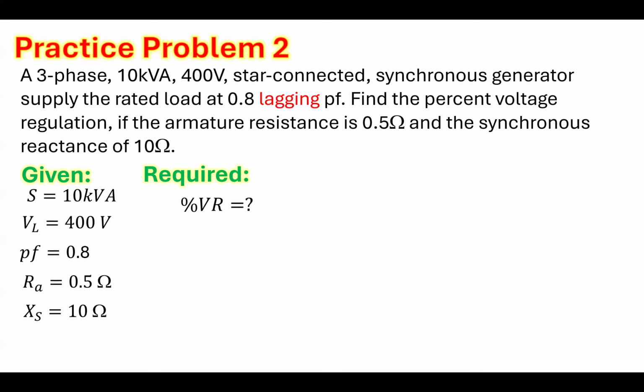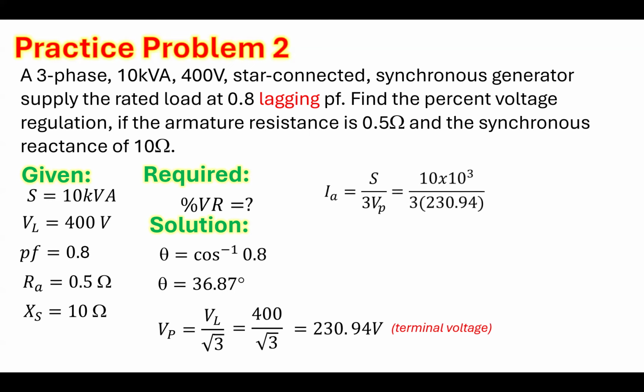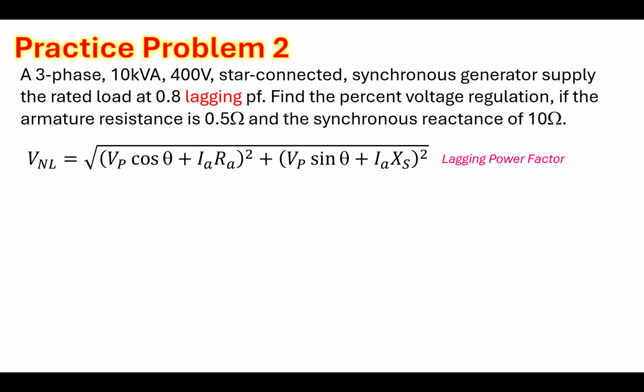So for our solution, again, we're going to compute for the angle theta and also compute the phase voltage, simply dividing the line voltage by square root of 3. This will give us 230.94 volts. So this is our terminal voltage. And again, solving for our phase current using the apparent power all over 3 multiplied by the phase voltage, the phase current will become 14.43 ampere.